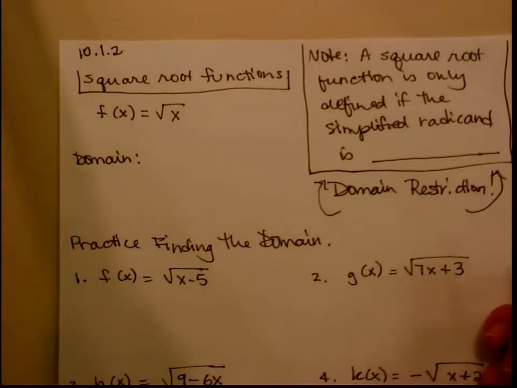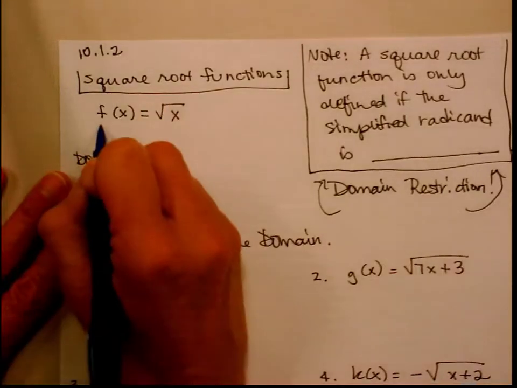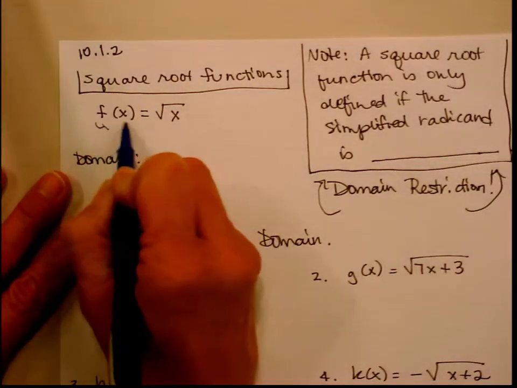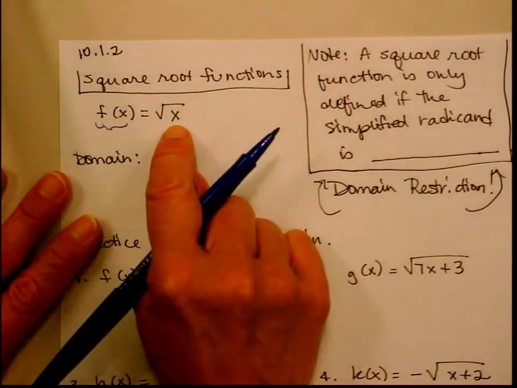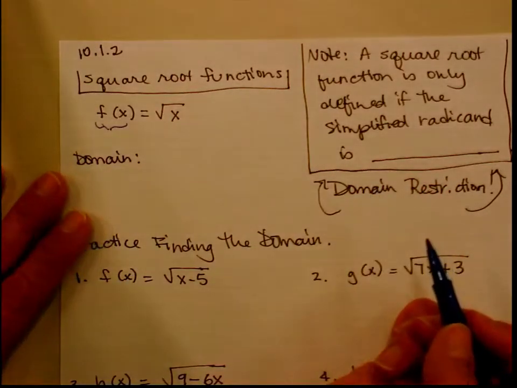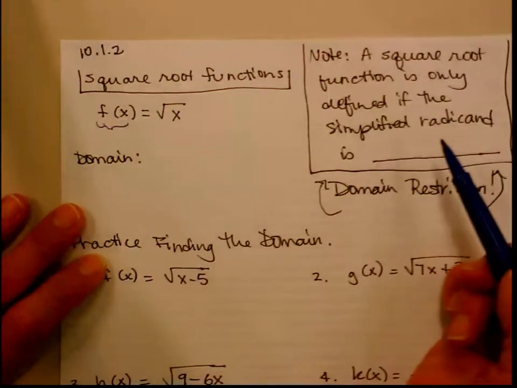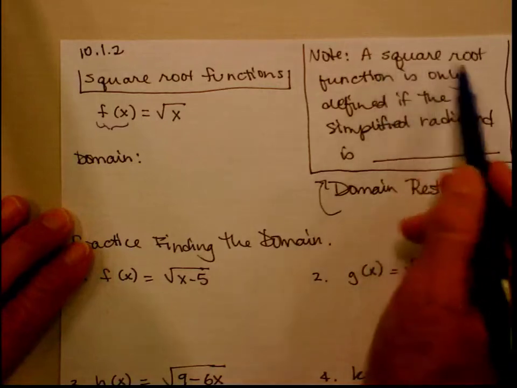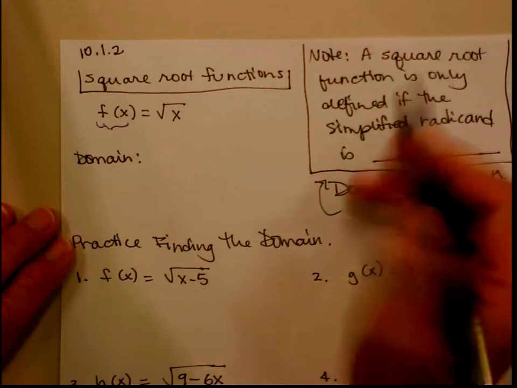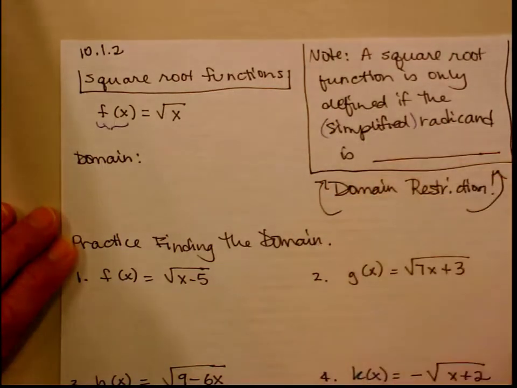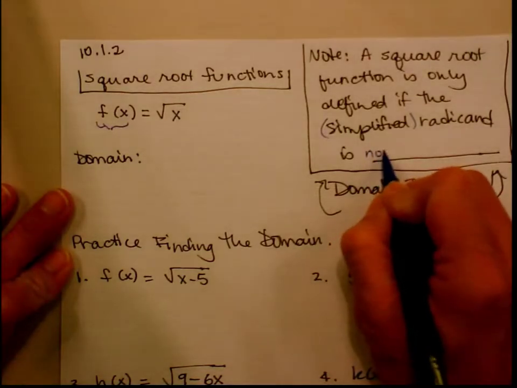So, square root functions. So here's an example. So remember, we have our function notation, f of x equals the square root of x. So again, here is our radicand. Okay. So we'll talk about the domain as soon as we read my note. A square root function is only defined if the simplified radicand is non-negative.